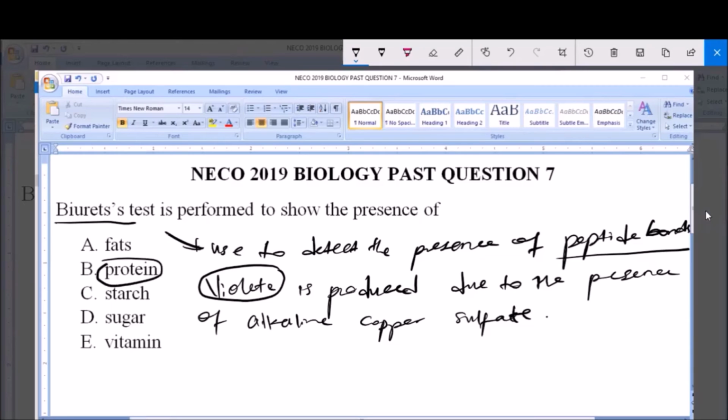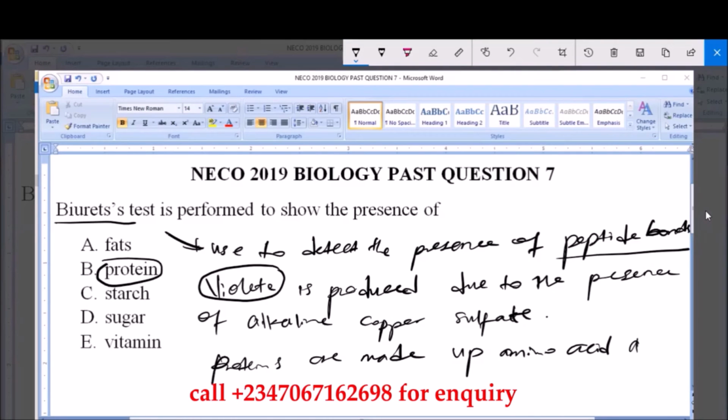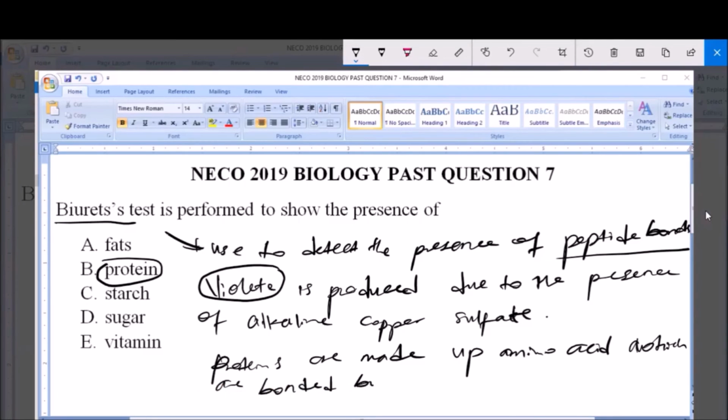Out of these options, the only option that comprises peptide bonds is protein, which is option B. Proteins are made up of amino acids which are bonded together by peptide bonds.